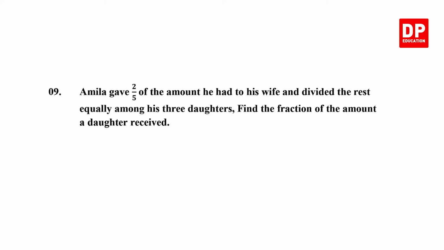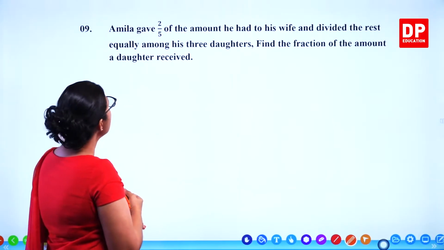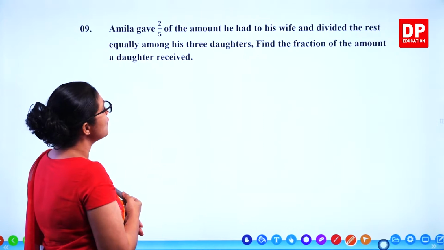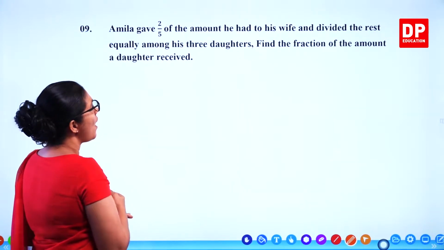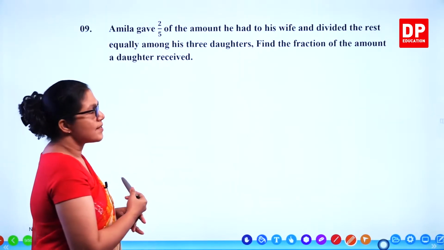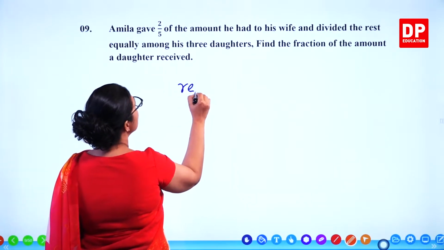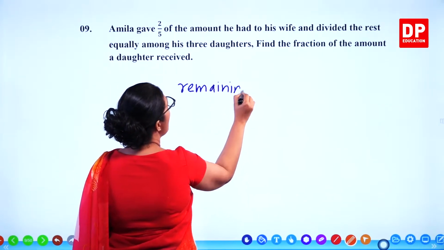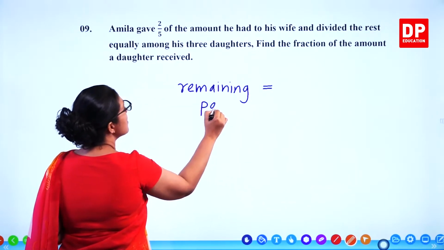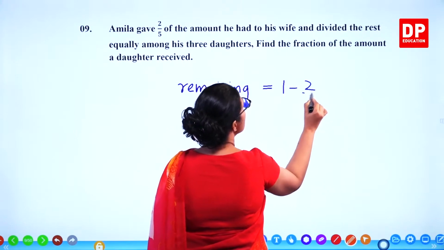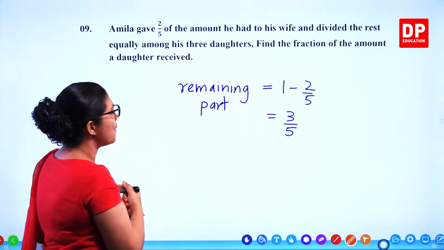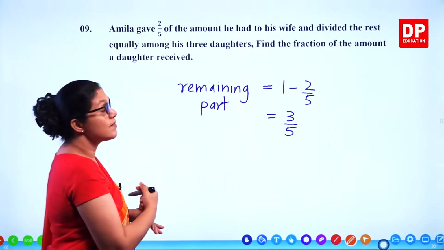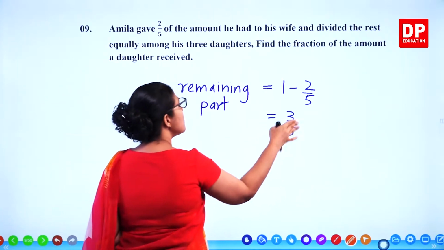Question number 9. Amila gave 2/5 of the amount he had to his wife and divided the rest equally among his 3 daughters. Find the fraction of the amount a daughter received. So 2/5 of the amount he had to his wife and the rest. So what's the remaining amount? Remaining part is 1 minus 2/5. That means 3/5. 5/5 minus 2/5. So divided this into 3 girls. So that means divided by 3.